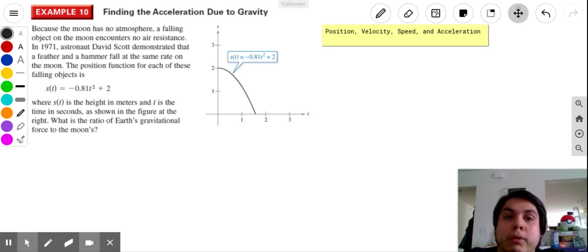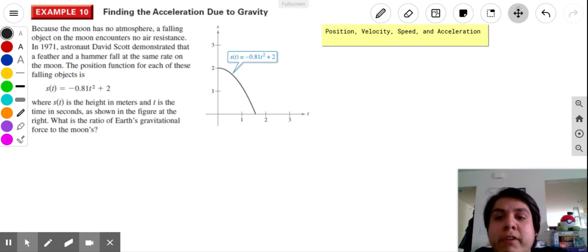Okay, so we're continuing the conversation with position, velocity, speed, and acceleration. For this problem, they're asking us to find the acceleration due to gravity. Because the moon has no atmosphere, a falling object on the moon encounters no air resistance. In 1971, astronomer David Scott demonstrated that a feather and a hammer fall at the same rate on the moon.